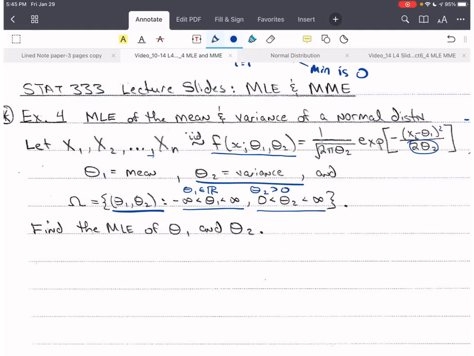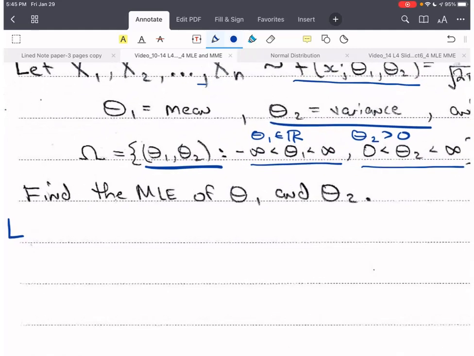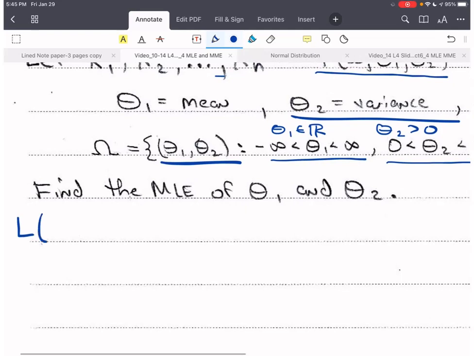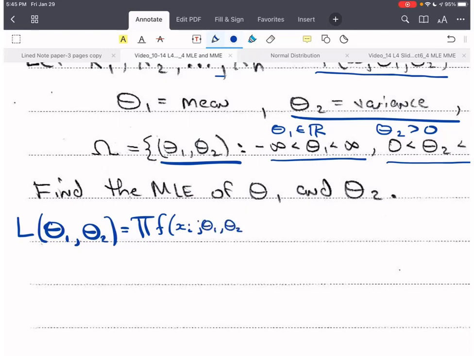All right, so let's look at the, I'm going to zoom in here, and I want to write the likelihood function, L of theta 1, theta 2, is equal to, and this is the product of f of xi, theta 1, theta 2, or I could just write this as f of xi theta, remember, and let theta represent the vector.